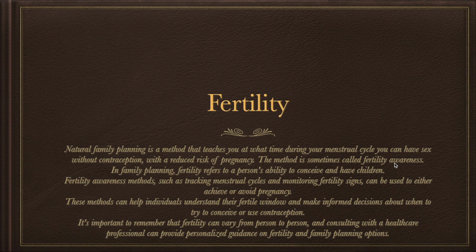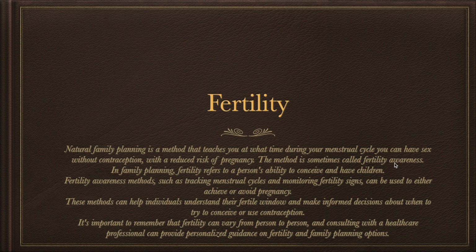Fertility. Natural family planning is a method that teaches you at what time during your menstrual cycle you can have sex without contraception, with a reduced risk of pregnancy. The method is sometimes called fertility awareness. In family planning, fertility refers to a person's ability to conceive and have children. Fertility awareness methods such as tracking menstrual cycles and monitoring fertility signs can be used either to achieve or to avoid pregnancy.